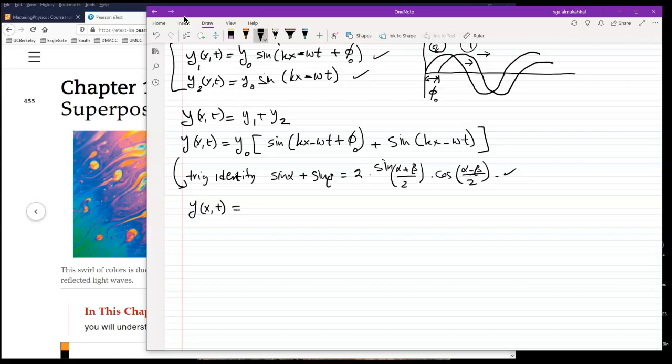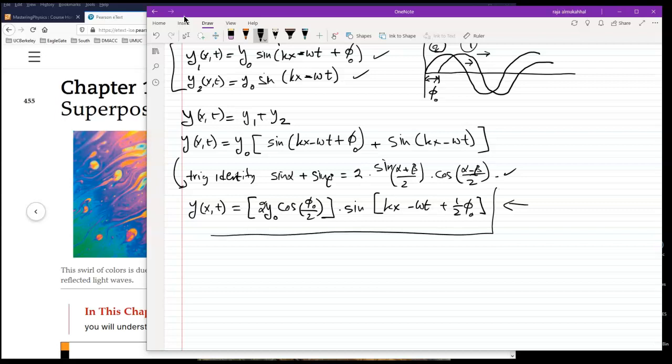You'll end up with the following expression. I have here a bracket, 2 y naught cosine of phi naught over 2, times sine of kx minus omega t plus half phi naught. There we go. So this is the superposition of the two waves. It's a very interesting relationship, so we're going to study it now. We want to analyze this one.